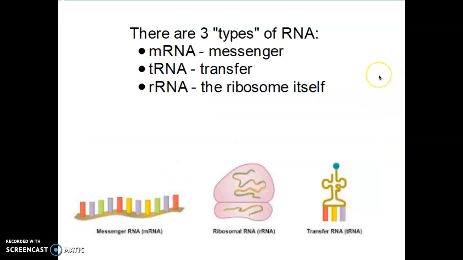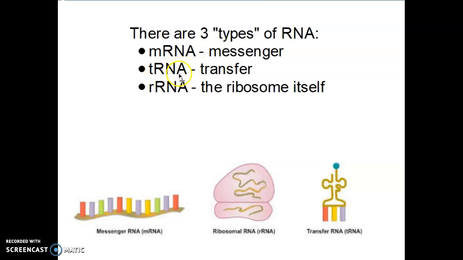Okay? So there are actually 3 types of RNA that you'll see. The mRNA literally stands for messenger. Okay? So that's like our little guy going across country. Single-stranded, headed over to the ribosome.